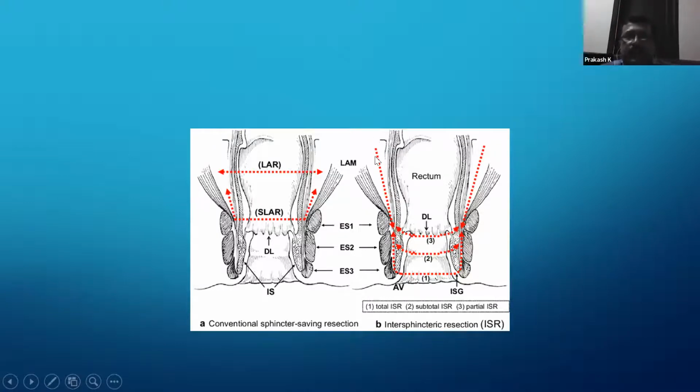Meaning that if you have a resection plane like this, which is coming up to the dentate line and involving the top of the intersphincteric muscle, that's a partial intersphincteric resection. And if you are coming in between the intersphincteric plane, between the external and internal, and removing almost 50%, it's called subtotal intersphincteric resection. And there is another variety called total intersphincteric.